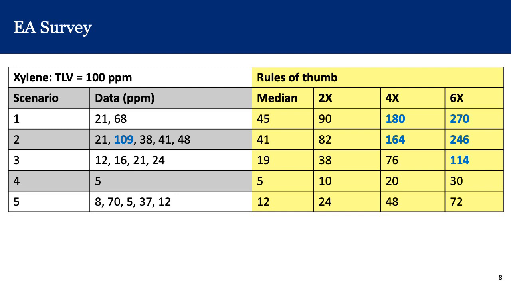In the fifth data set, again, we have 5 data points. The lowest is 5, the highest is 70, and the median value is 12. And so multiplying it by 2, 4, and 6, you get 24, 48, and 72. And so again, this is a fairly tightly distributed data set, and the 95th percentile, even in the most variable scenario, is only 72, and it's well below the exposure limit. So we would consider this an acceptable exposure scenario, even if it's highly variable.